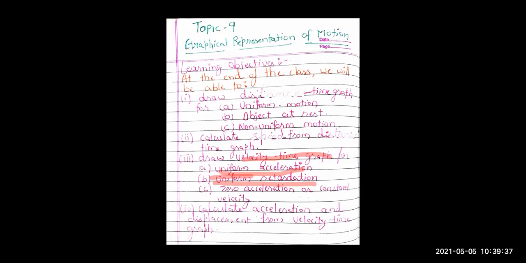And the third case which we are going to see is for zero acceleration. Zero acceleration means there is no change in velocity. Final velocity is equal to initial velocity, means velocity is constant. So for that we are going to see the graph for velocity time graph. And this graph is going to give you some values. It will help you to find the acceleration value and displacement value from the graph. Okay, so we will calculate these values of acceleration and displacement from velocity time graph.